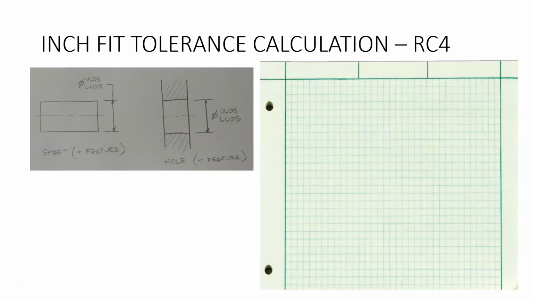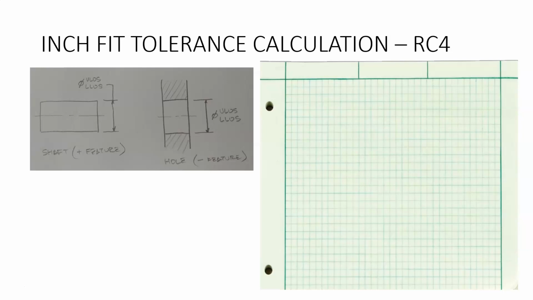All right. So the first example we're going to do is an RC4 fit. By the way, I've done the 3 fits that are used in the engine problem: RC4, RC7, and LT1. So these are the examples that I've done, although I have changed the basic size. Okay, so the first one we're going to look at is an RC4 fit.